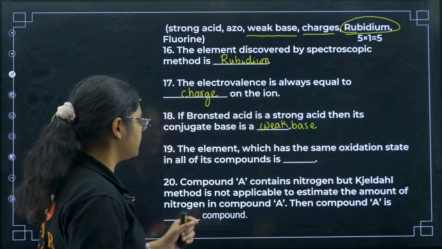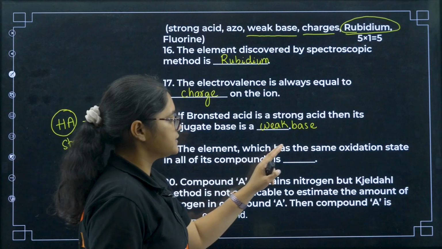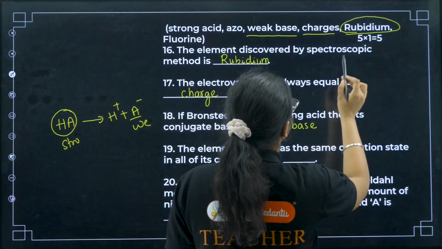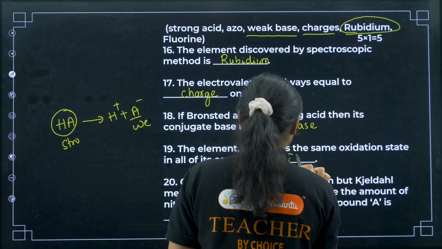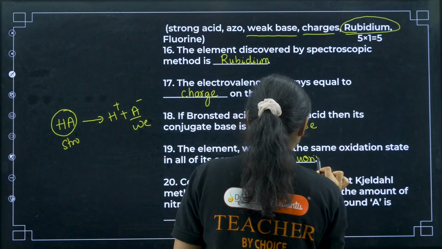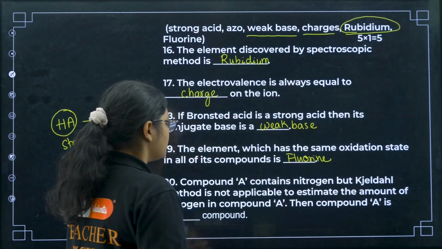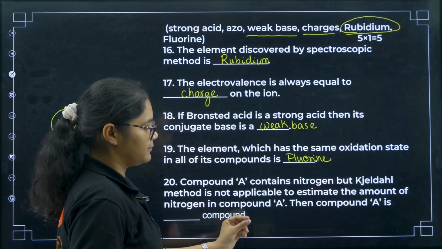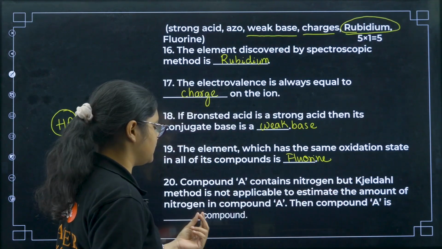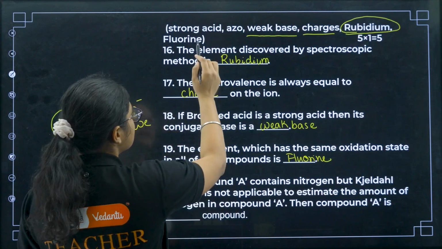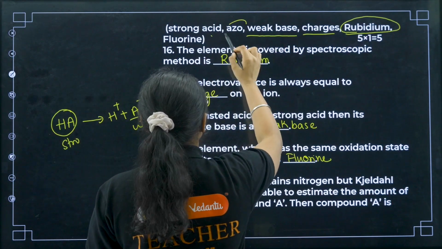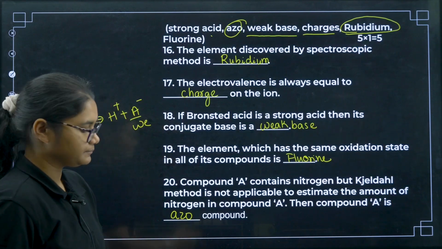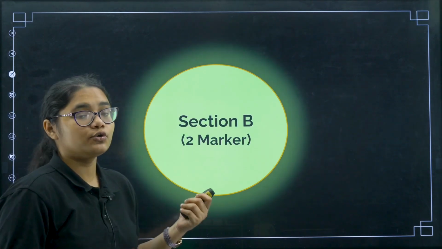Next, the element which has the same oxidation state in all of its compounds is fluorine, which always has an oxidation state of -1. Now the compound A contains nitrogen, but the Kjeldahl method is not applicable to estimate the amount of nitrogen in the compound. This is because nitrogen is not present in the form of nitrogen, it is present in the form of an azo compound. Clear?